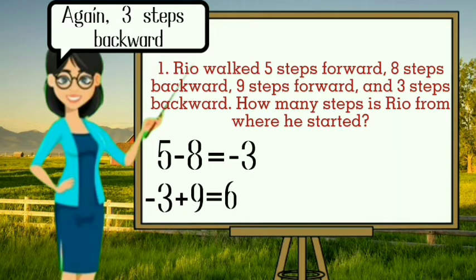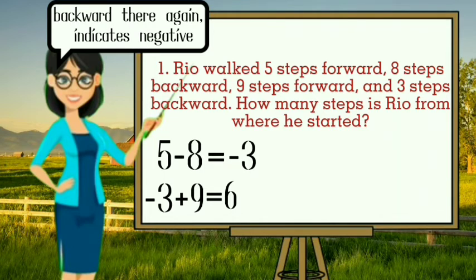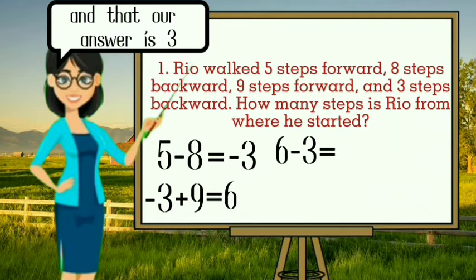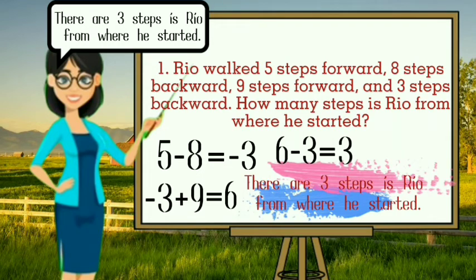And again, 3 steps backward. Backward again indicates negative. Now we have positive 6 minus 3. And our answer is 3. Rayo is 3 steps from where he started.